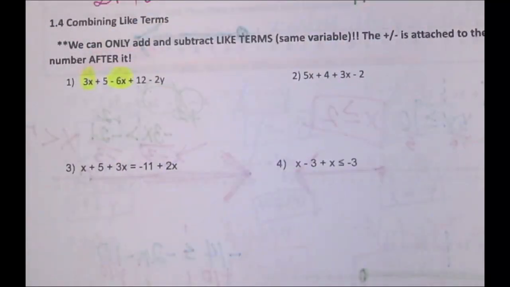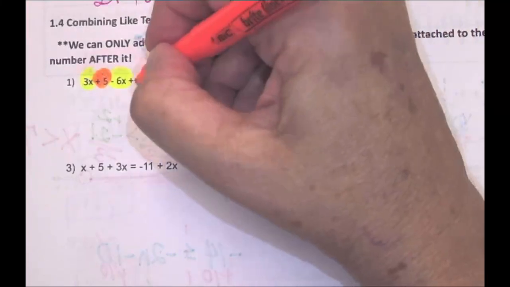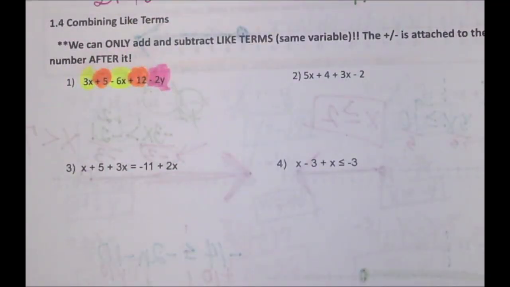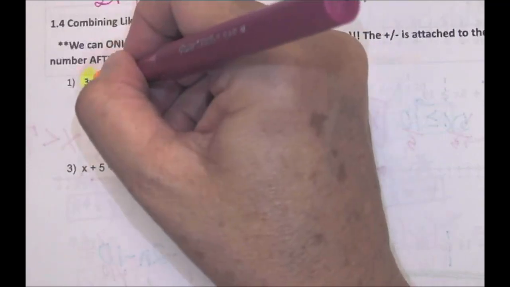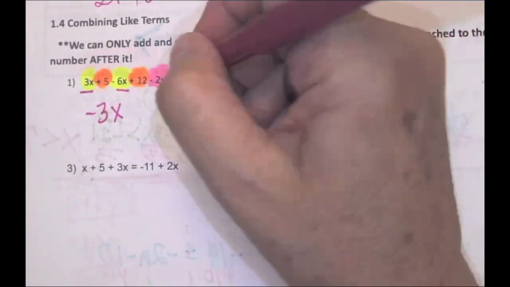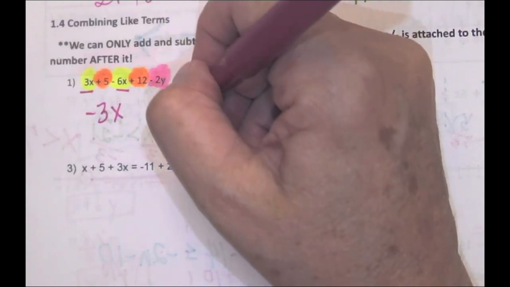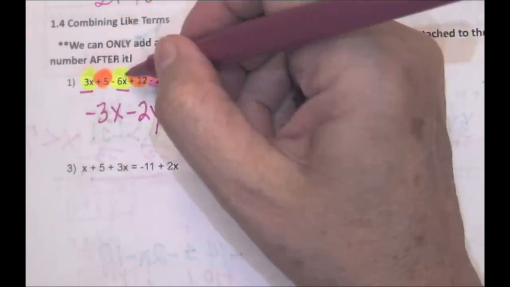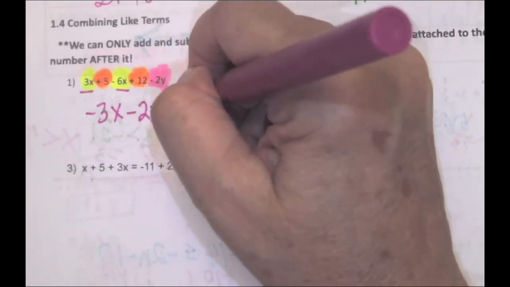Right there. Okay, I have some constants. I have a 5 and a 12. Constants are like terms. And then I have this minus 2y, which is all by itself. There's no like terms there. So I can put the x's together. 3 minus 6 is negative 3x. We generally put these in alphabetical order with the constant last. So I'm going to put the minus 2y next. And then I'll do 5 plus 12 is 17.